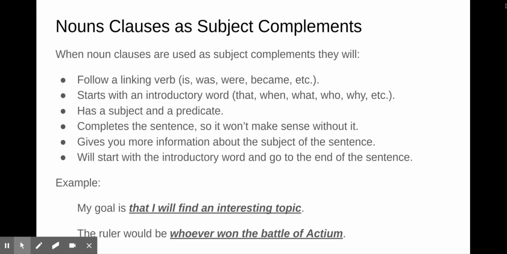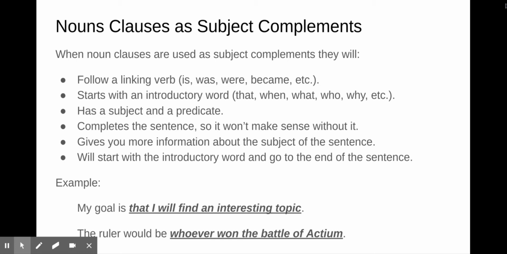So first of all, remember what a clause is. You can have independent or dependent. In this case, these noun clauses are going to be dependent. However, they are going to be necessary to make the sentence make sense because they're acting as a subject complement. Now, the rules of subject complements still apply.